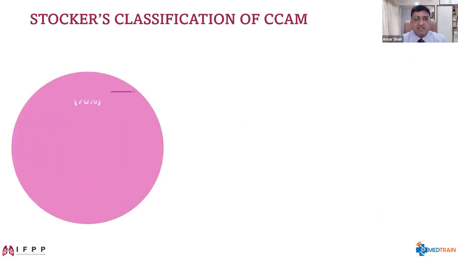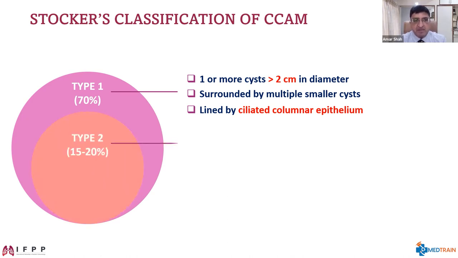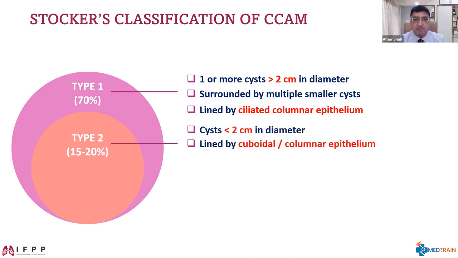Now, CCAM can be classified into three types. Type 1, which is the most frequent, 70%, wherein one or more cysts are more than 2 cm in diameter. It is surrounded by multiple smaller cysts, and it is lined by ciliated columnar epithelium. This is called a macrocystic variety of CCAM. The second type, which is seen in 15 to 20% of the cases, is where the cysts are less than 2 cm in diameter. They are lined by cuboidal or columnar epithelium, and in this type, associated renal and cardiac malformations may also be seen.